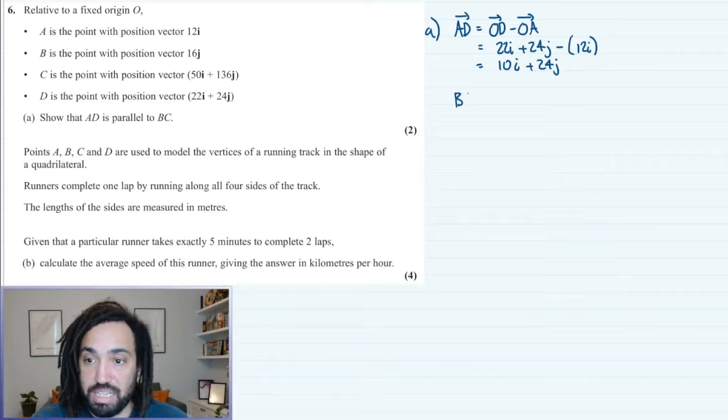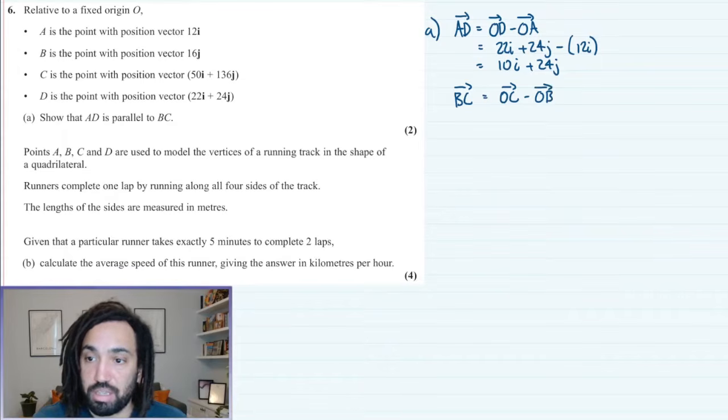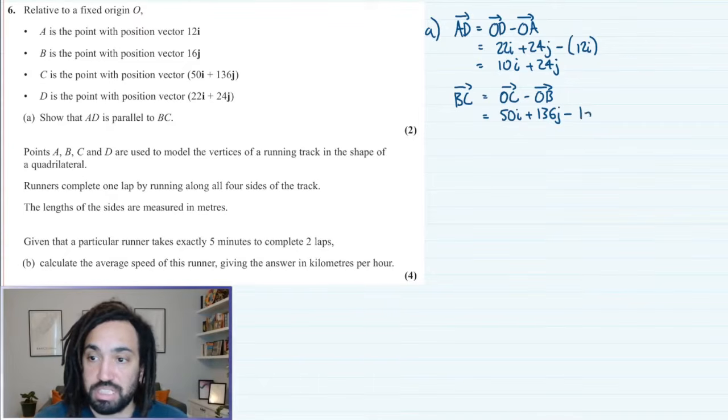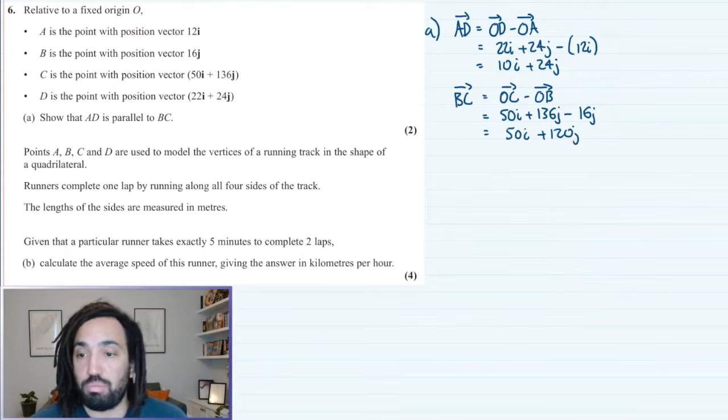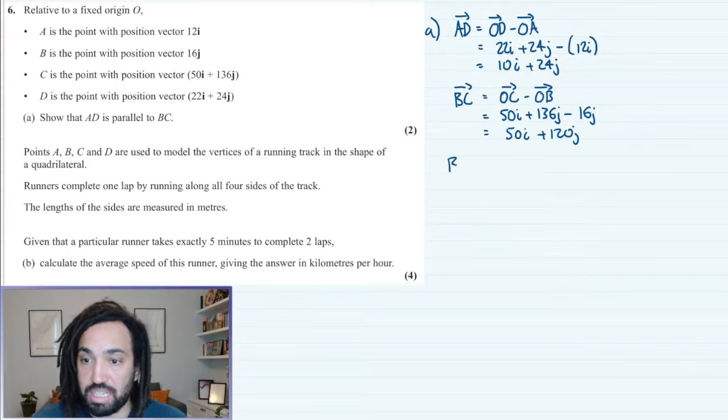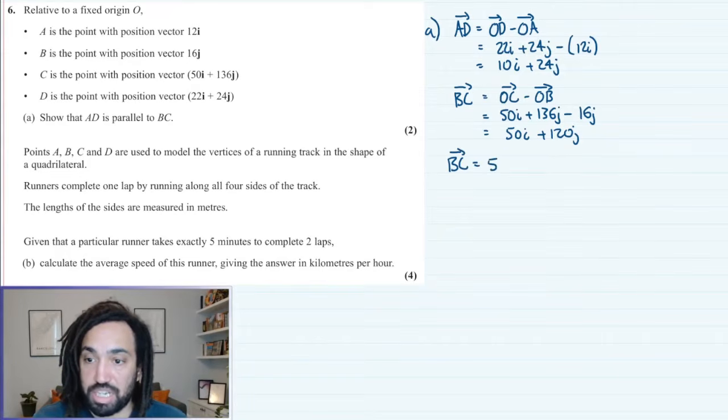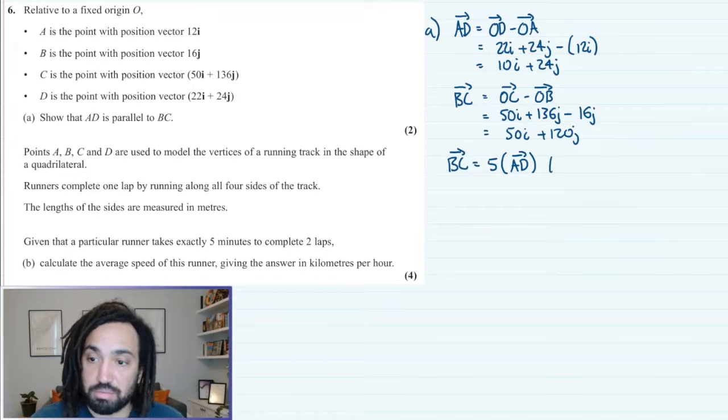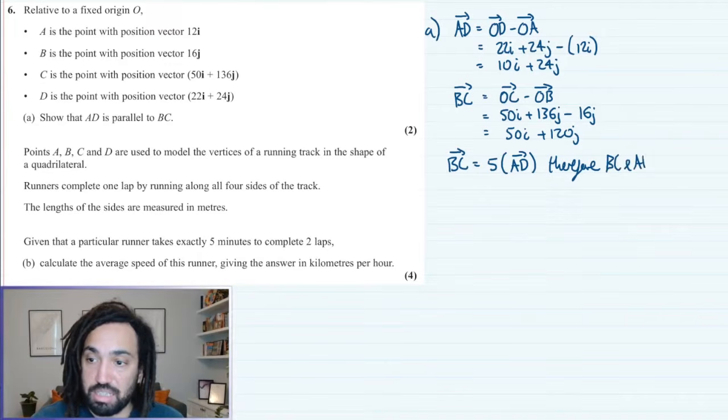Okay, next one, BC is equal to the position vector of C minus the position vector of B, which is equal to 50i plus 136j minus 16j. So we just need to subtract the j's here, which is going to give us plus 120j. Now if they're parallel, then one will be a multiple of the other, and we can see here that BC is 5 times bigger in both the i and the j of AD, like so. So therefore BC and AD parallel.